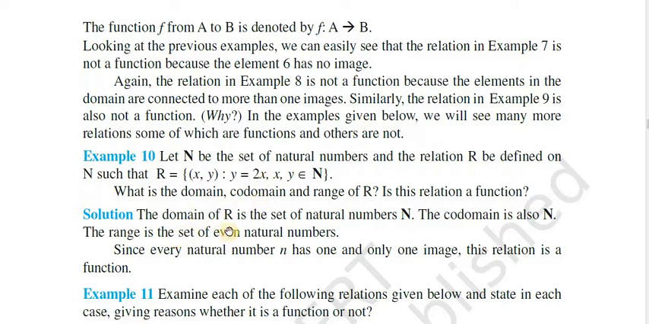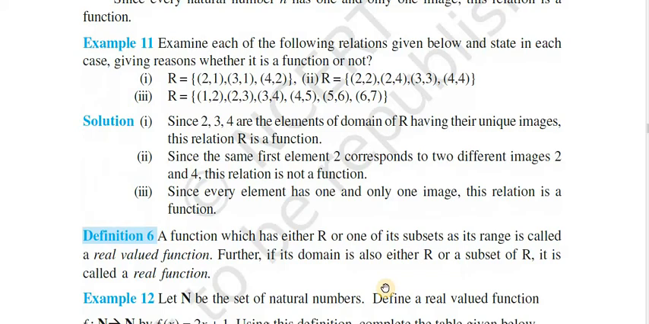So you can see that the domain of R is the set of natural numbers, and the codomain is also the set of natural numbers. There's no problem. Codomain is the set where it is going, and the range is the set of even numbers. Since every natural number has one and only one image, this relation is a function, because when you multiply a natural number by 2 you get a fixed number. You don't get sometimes one number, sometimes another. For example, if x is 3, you'll always get 2 into 3 is 6. You are not going to get 7 or 8. This type of thing doesn't happen. So therefore, this is an example of a function.